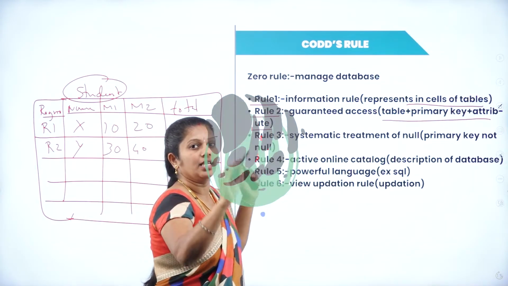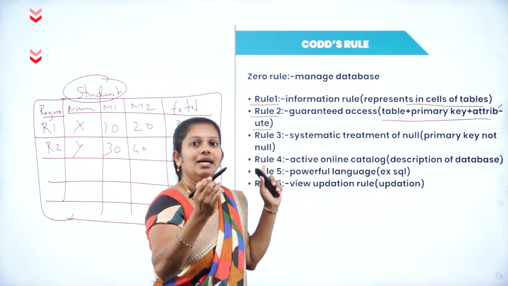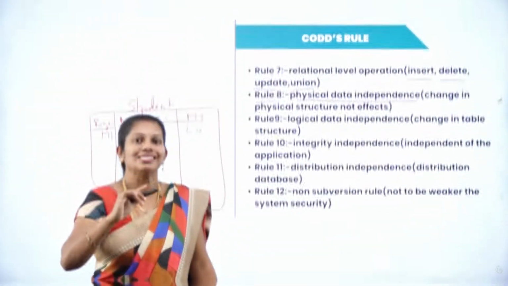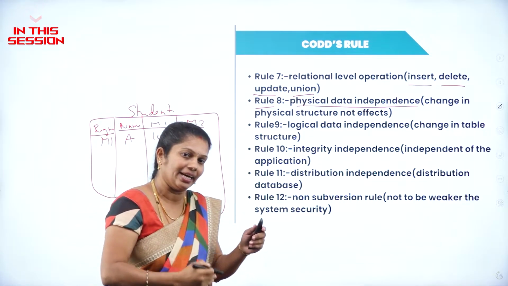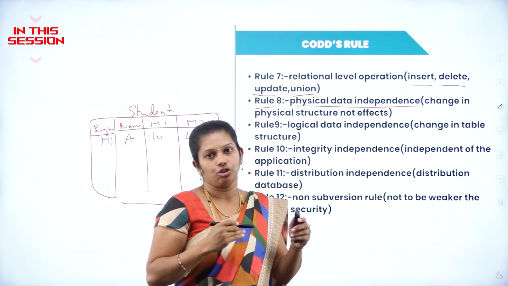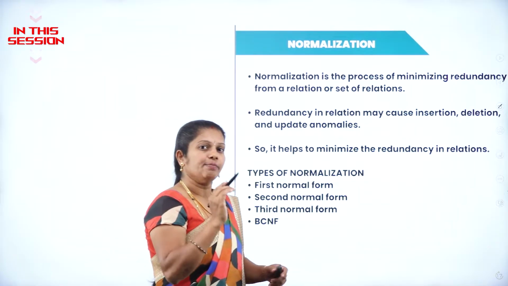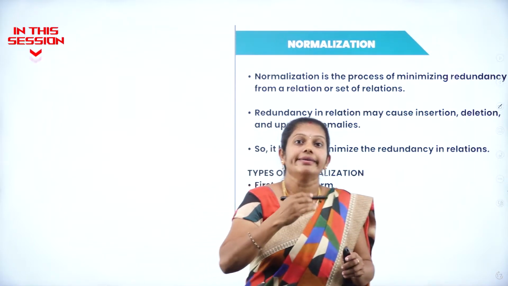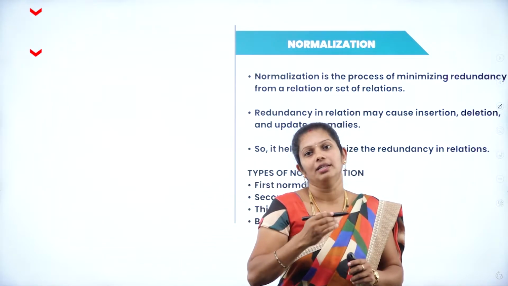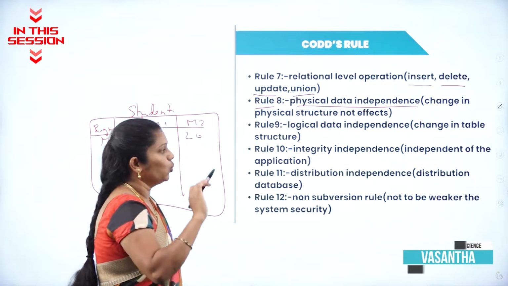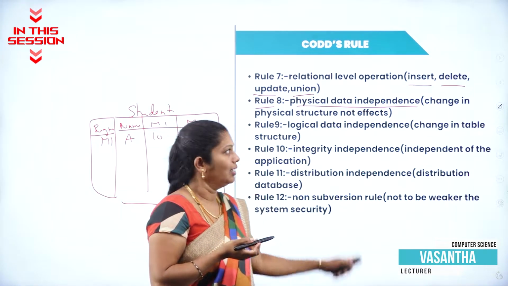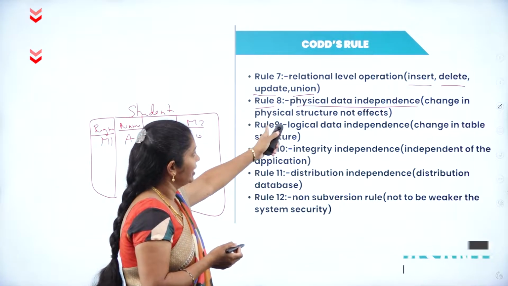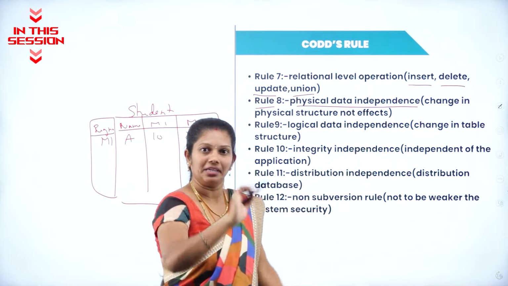Primary key is a key, it is a unique key in the table. By that, we can access any data. Physical level independence means that changing the physical content, physical data, will not affect the conceptual level. Normalization is mainly used to reduce the redundancy in the table. Changing the physical structure will not affect the conceptual level as well as the external level. That is, rule 8 says physical data independence must and should be there.